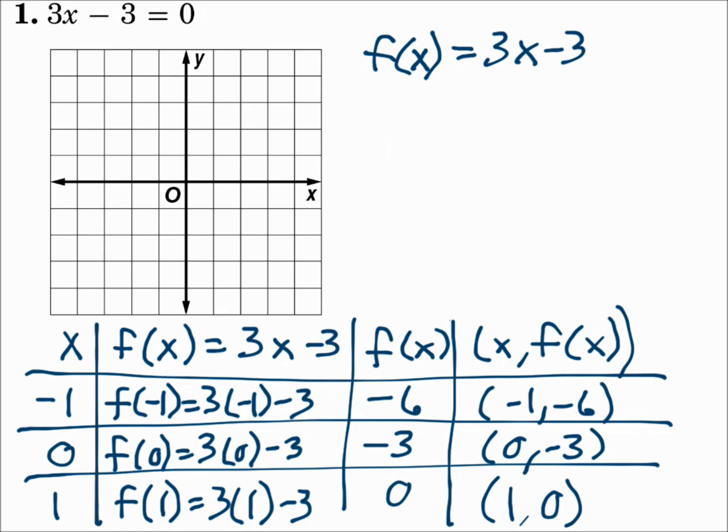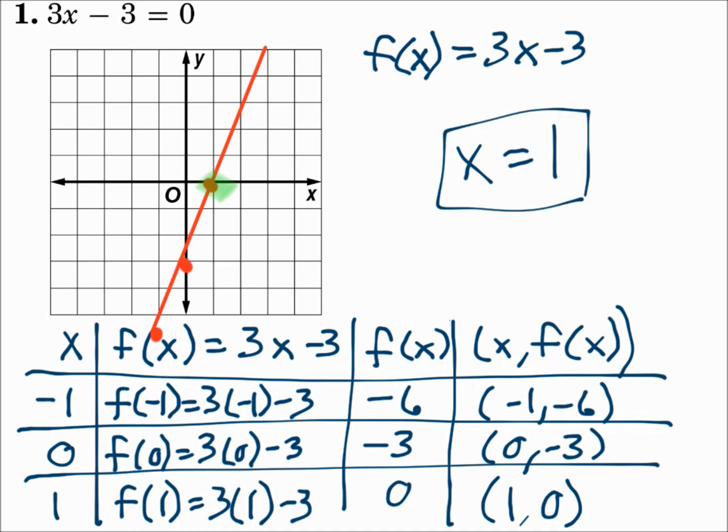Now let's plot those points. -1, -6 goes just a hair off the graph. 0, -3 is right there. And 1, 0 is right there. Connect the dots. Now where's the x-intercept? It's right there, with the x value of 1. So for this equation, x equals 1. Once you have plotted the points and graphed the line, find the x-intercept, and that's your solution, and that's your final answer.